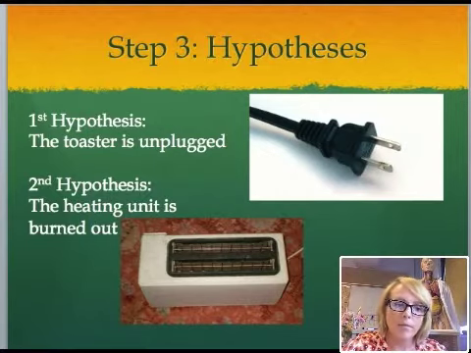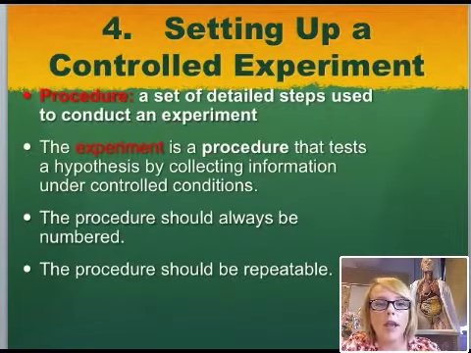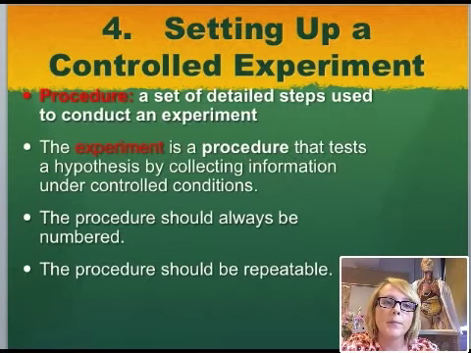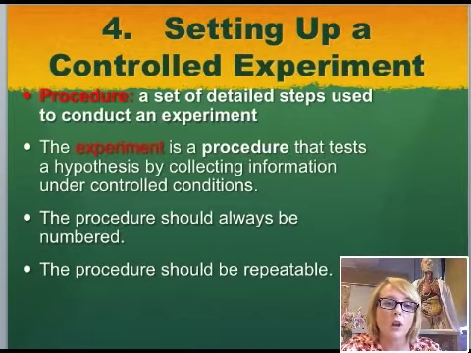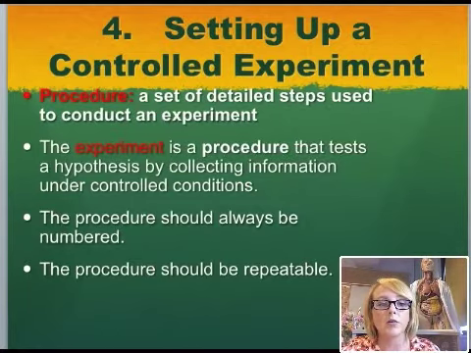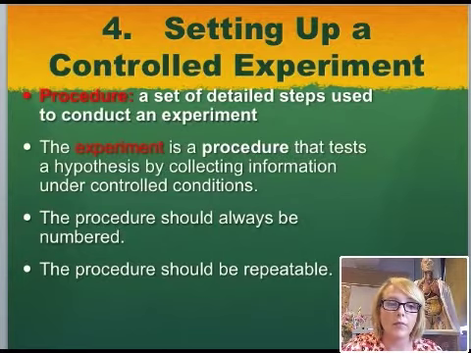So to test them, you need to set up a controlled experiment. An experiment is just a procedure that tests a hypothesis by collecting information or data. We want to control the conditions that it happens under. Okay, we'll talk about control in a little bit. A procedure is just a set of detailed steps used to conduct an experiment. Your procedure should be numbered. It should be very detailed so that someone else could read your procedure and follow it and replicate it.